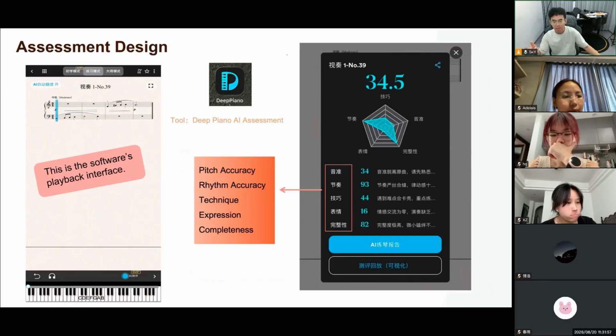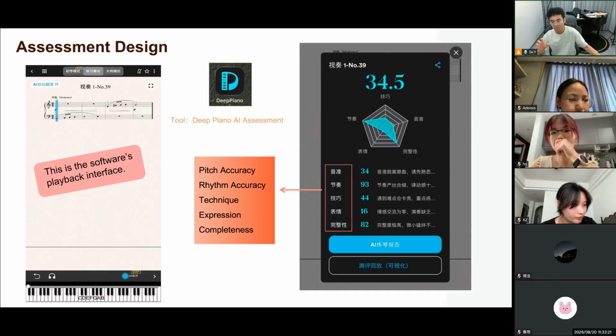Assignment design. To measure the students' progress before and after teaching, I choose Deep Piano as the assignment tool for this study. Deep Piano is a Chinese intelligent piano evaluation software. It can automatically analyze students' actual playing performance.